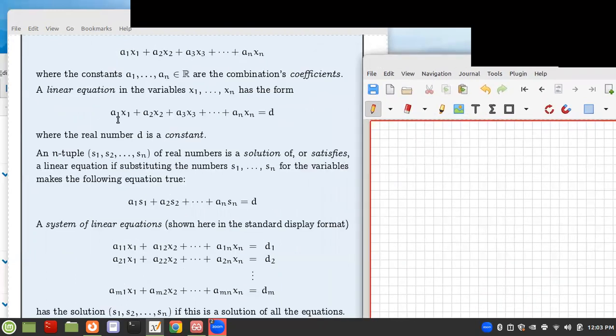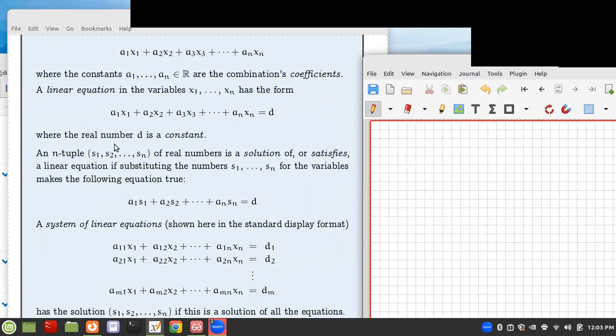You say, well, this equation might not be true, but if I choose, there's another one of these words, tuple, that comes from multiple. It's just a sequence of values. So here's a sequence of values, S1, S2 up to Sn.